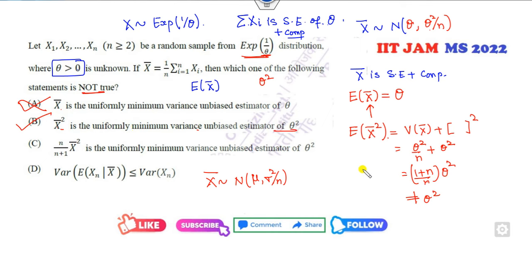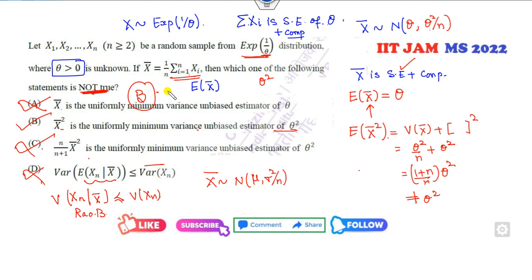Now you can see if I multiply this by n over n plus 1, then it is yes. And how can you think about this? This is by the definition, because the summation of the xi's is my sufficient estimator. So by the Rao-Blackwell inequality, the variance of this must be less than the variance of xn. So yes, this is my correct statement. So A, C, D are my correct statements, but we need the not correct statement. B is my right answer.